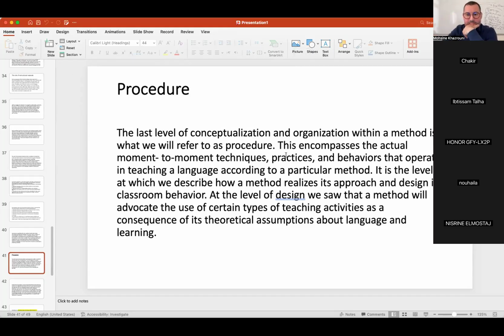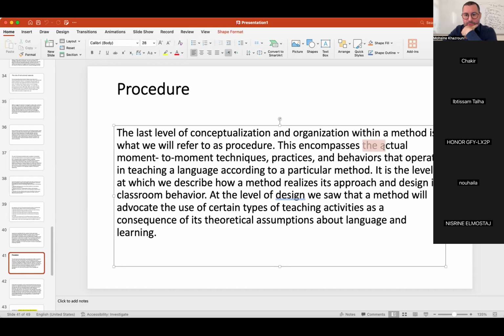Nohaila, would you like to read this sentence? I'm going to highlight it. Can you read it, please? The actual moment-to-moment technique, practices, and the behaviors that operate in teaching a language according to a particular method. Can you give me an example of a method? Like audiolingual. Okay. All right, great.